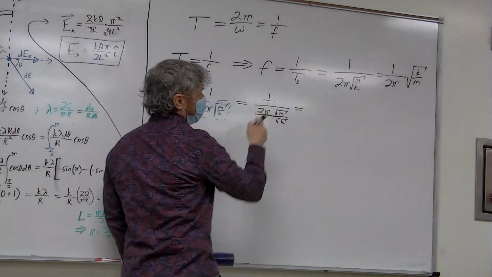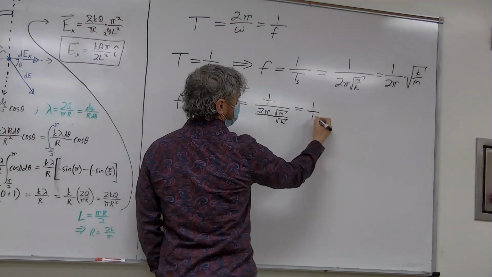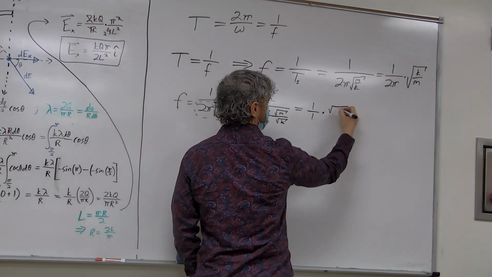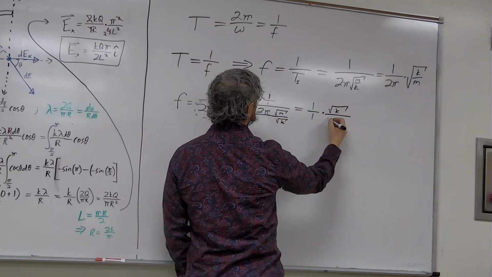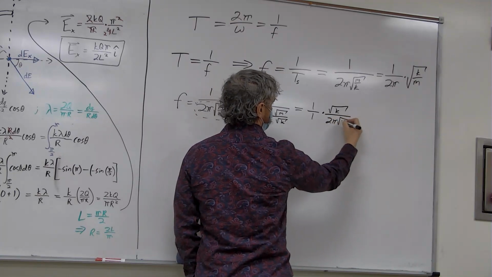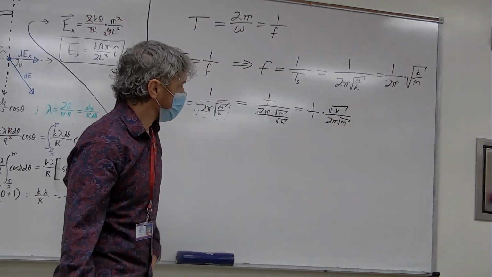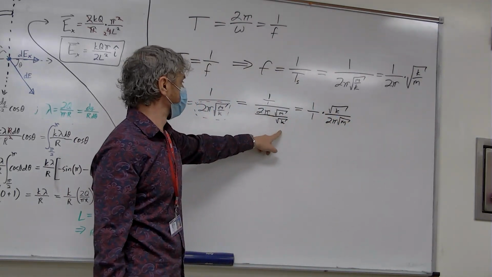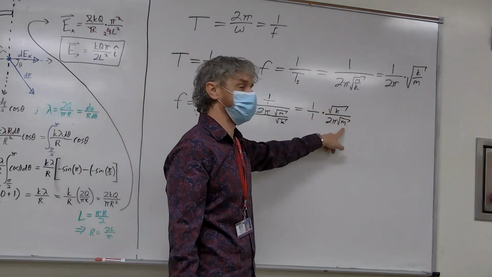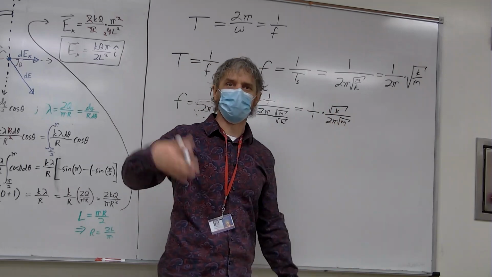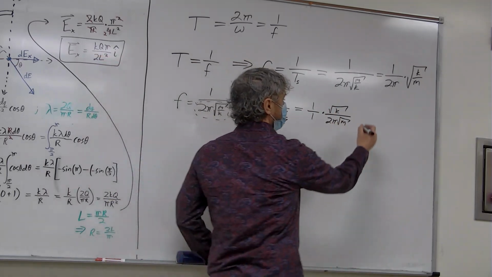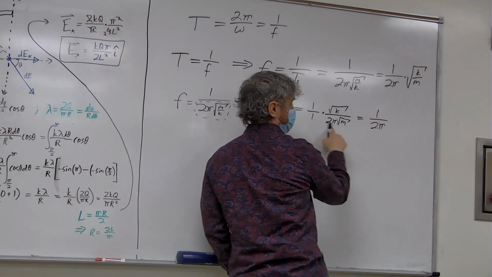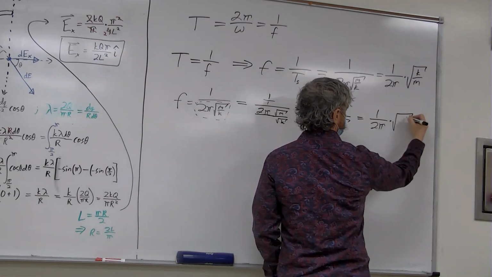So now I just flip the guy and multiply the top by the reciprocal of the bottom. So it'll be 1 over 1 times the reciprocal, which is the square root of k over 2 pi times the square root of m. Just like I can take square root of k over m and turn it into the square root of m divided by the square root of k, I can take the square root of k divided by the square root of m and write it as the square root of k divided by m. So I'll have 1 over 2 pi, because he's still in the denominator, times the square root of k over m.